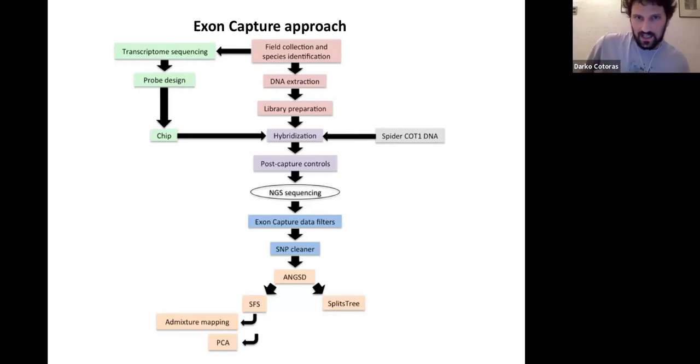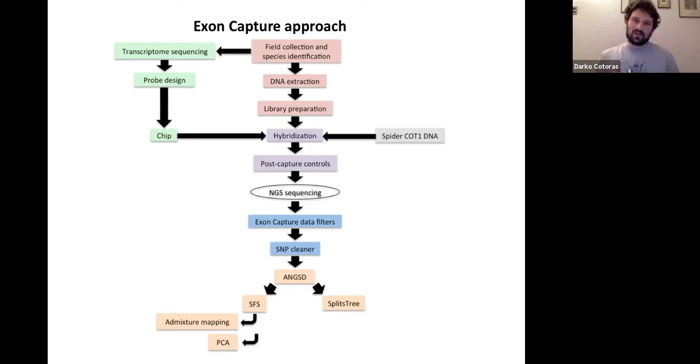So what I did is I applied a method called exon capture. Here you first, of course, go to the field, collect in different localities, do species identification, DNA extraction, and you prepare a genomic library. In parallel, you sequence the transcriptome of 1 specimen of those species, and from that transcriptome, you select pieces of DNA corresponding to genes. And those genes are the ones that you end up selecting as probes.